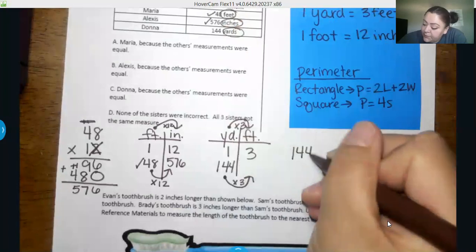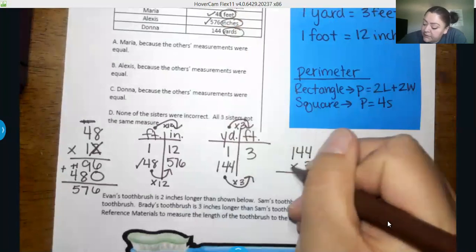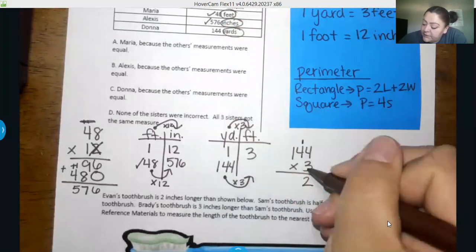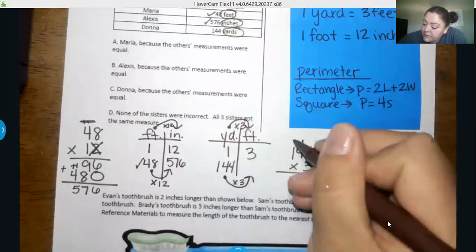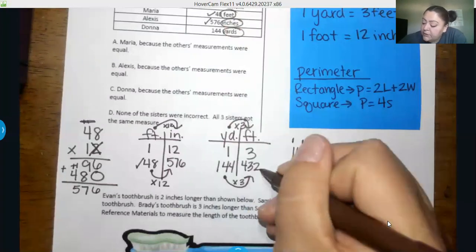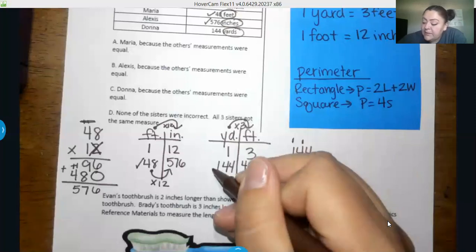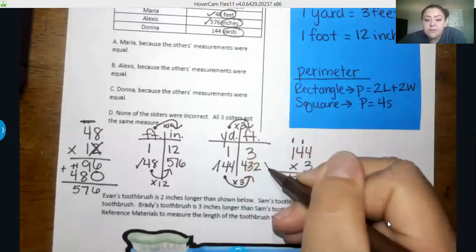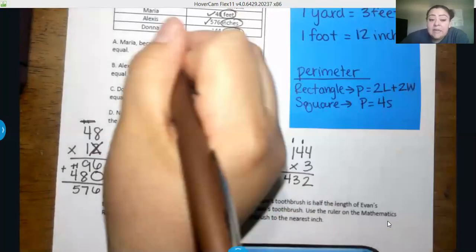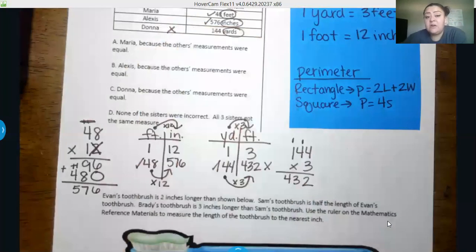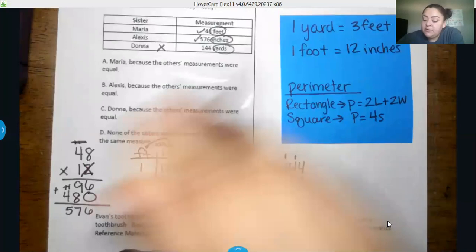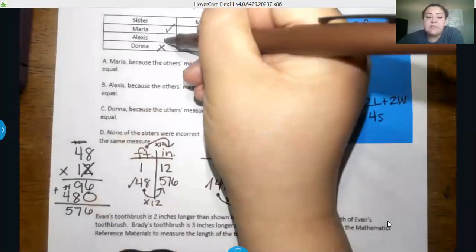So 144 times 3. 4 times 3 is 12, but my 2, again, 12 plus 1 is 13. 3 plus 1 is 4. 432. So I do have this, but there's no correct measurement that connects them here. So that means that Donna's was not correct because they all measured the same length. So that means that Maria measured correctly, Alexis measured correctly, but Donna was off.